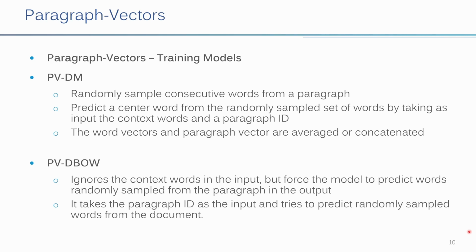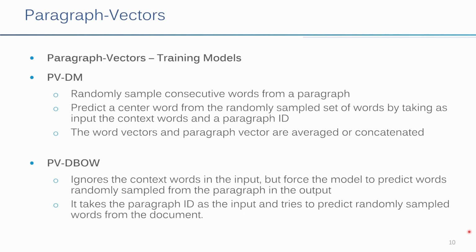So for the paragraph vectors, distributed memory, randomly sampled consecutive words from that paragraph are chosen, and then we predict a center word from these randomly sampled words. And of course, we also take as input these context words and the paragraph ID, meaning that we use the sample words from our paragraph and also the paragraph ID as an input, and we use all of this to produce our target word. And then the word vectors and the paragraph vectors are averaged or concatenated.